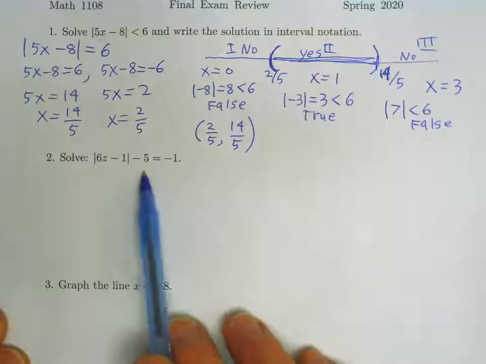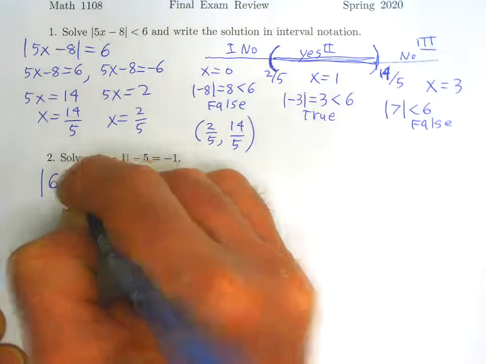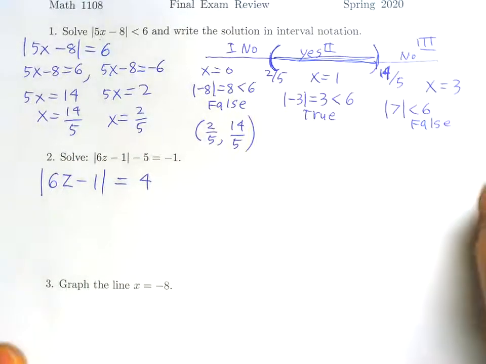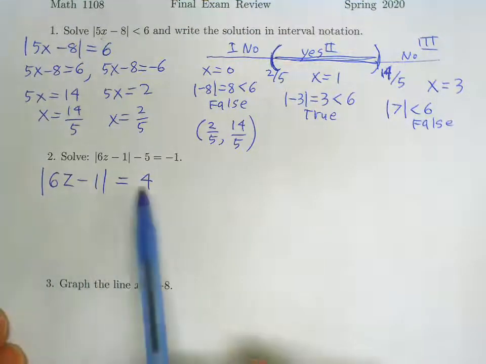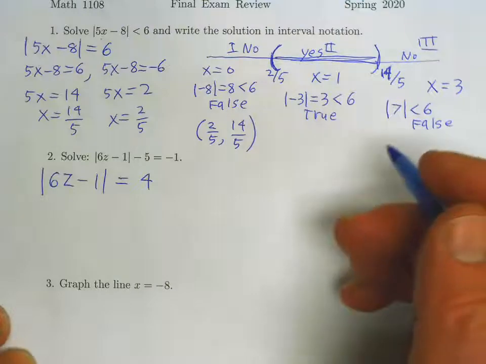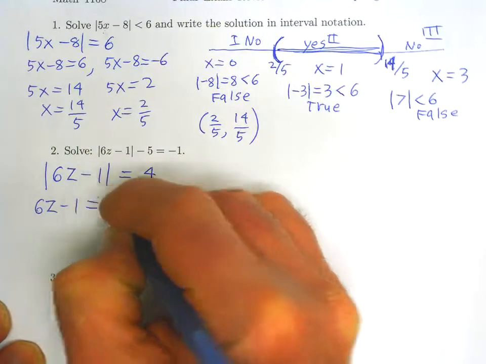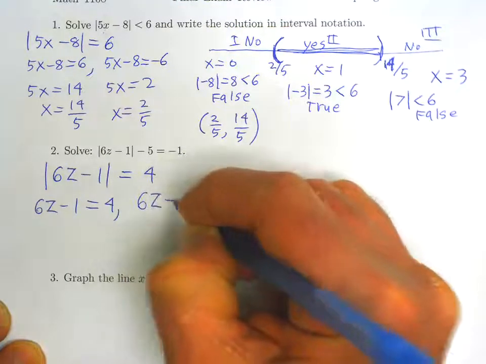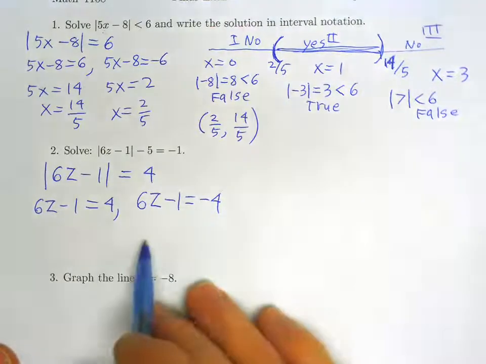Okay, problem number 2, we're solving an absolute value equation on this one. First, we want to add 5 to both sides, so we get the absolute value of 6z minus 1 equals 4. And if the absolute value of 6z minus 1 is equal to 4, then one possibility is that 6z minus 1 is equal to 4. The other possibility is that 6z minus 1 could be negative 4. And then solve each one of those.